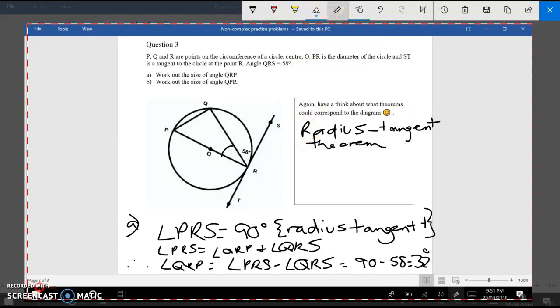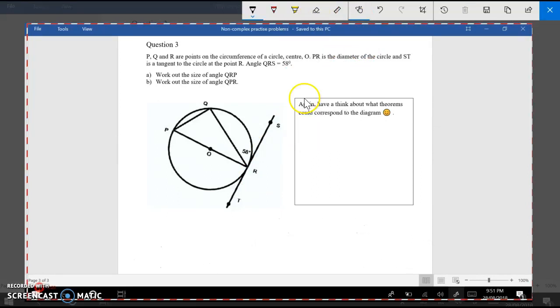What about the second part of the question? I'm going to just erase the rest of it. Work out the size of angle QPR. What did I say this angle was? I said it was 32 degrees, didn't I?